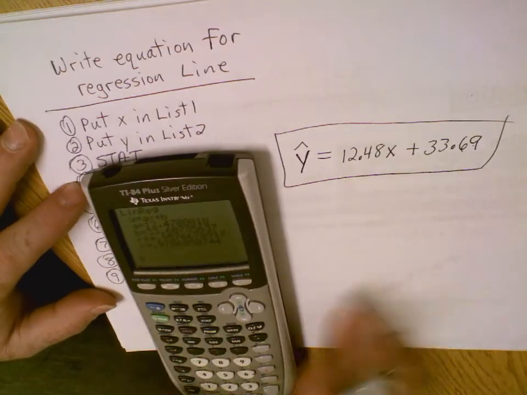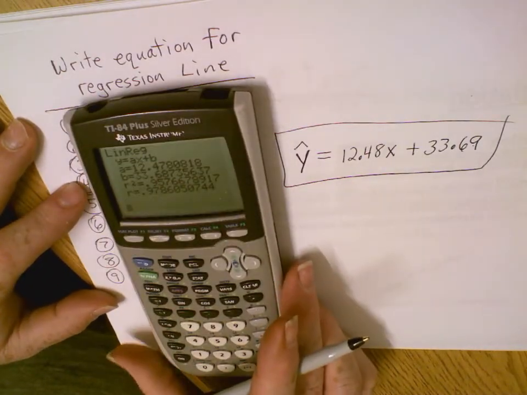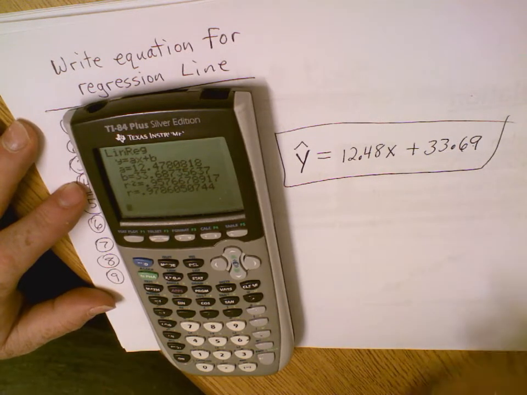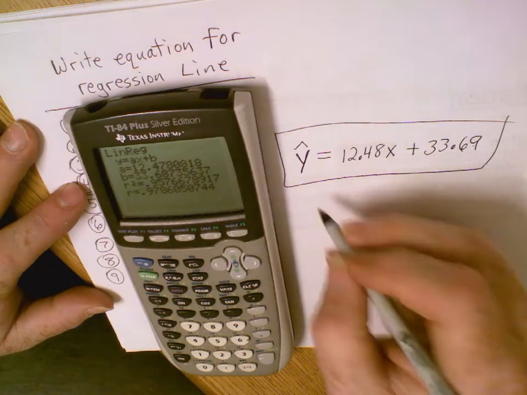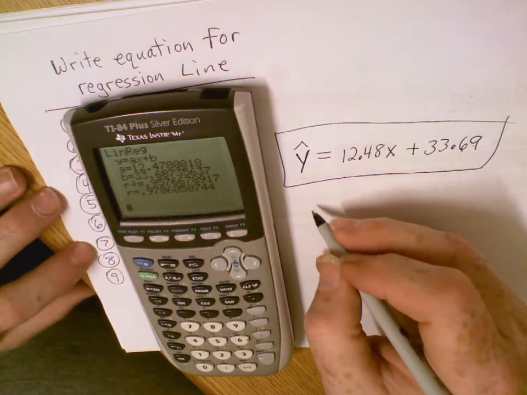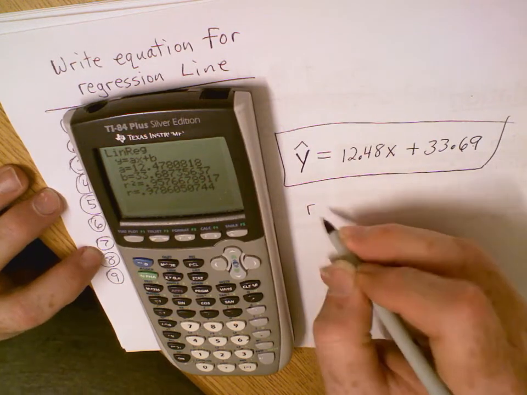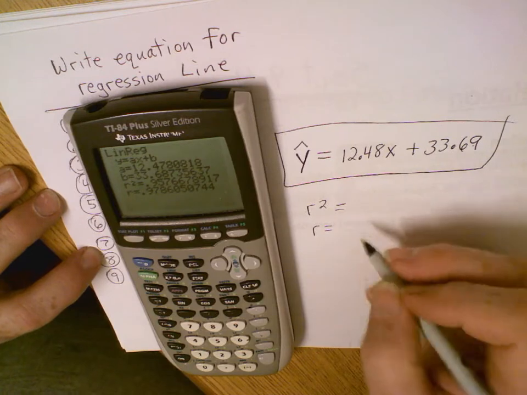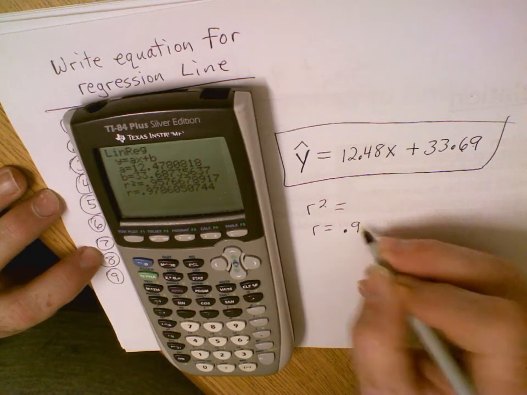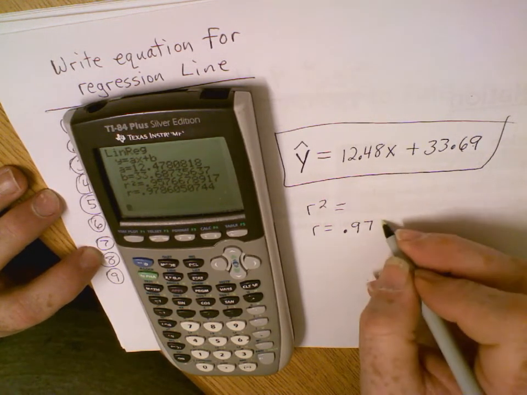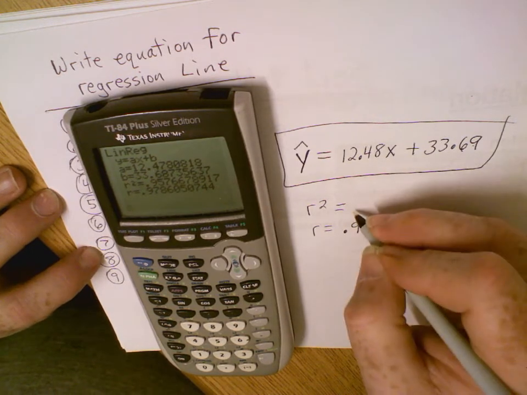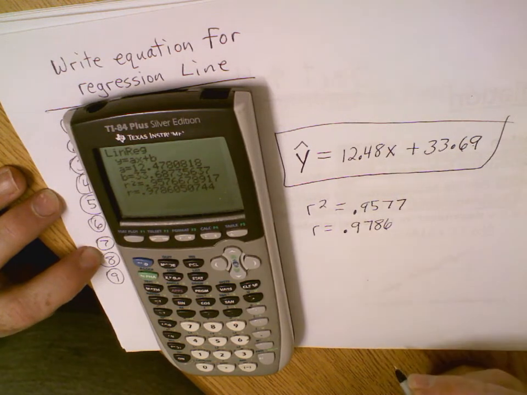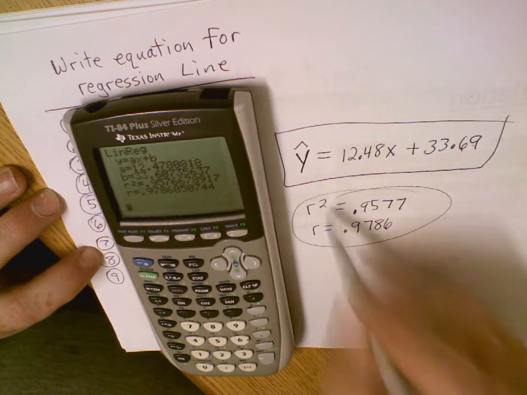So now, once we have the equation of our regression line, the R again, we talked a little about R last time. The R and the R squared, we're going to use them. For now, all I want you to do is just be able to write down what R is, so 0.9786, something like that. And then R squared is 0.957, we'll round it to 7. So just be able to write those down.